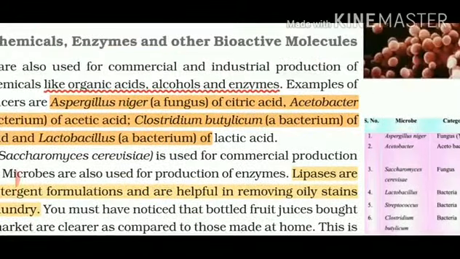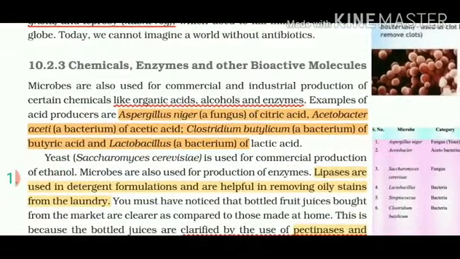So with this, we have completed this number first paragraph. If I repeat from here, we have done Aspergillus niger. It is making citric acid. Acetobacter aceti, aceti is the species name. It is making acetic acid.